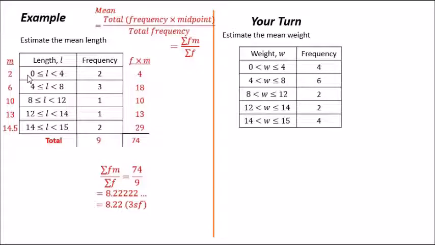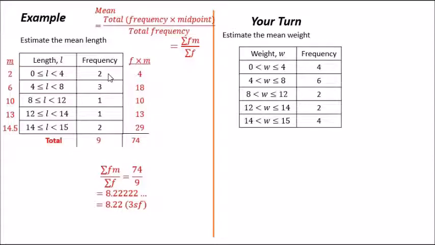Sometimes finding the midpoint can be a bit complicated, but really it's just the mean of the first and last number in the group. So the mean of 0 and 4: 0 plus 4 is 4, divided by 2 is 2. 4 plus 8 is 12, 12 divided by 2 is 6. And that gives us the midpoint. So that midpoint is an estimation of the length of each of these objects.